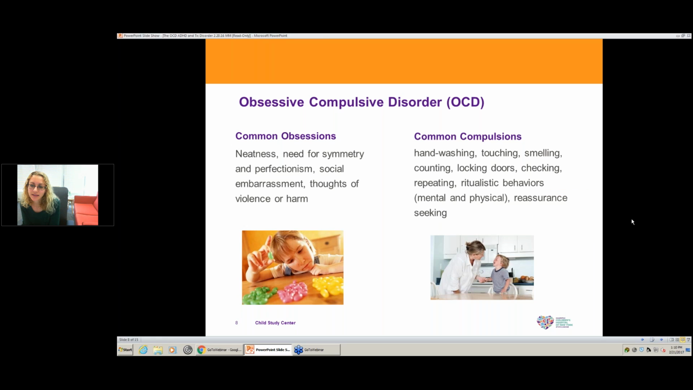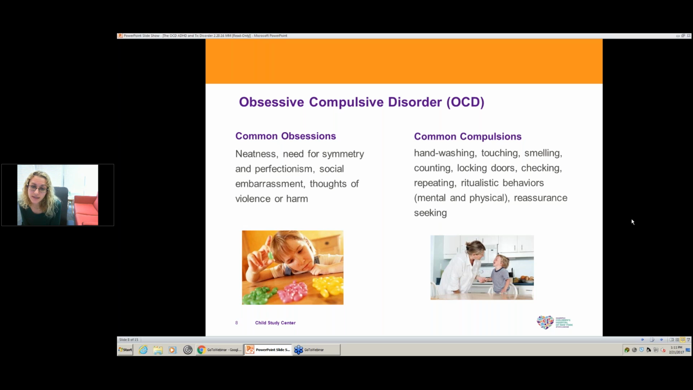OCD, again, in the media, we commonly think of it as someone who has obsessions around things needing to be clean and orderly and compulsions around hand washing. Although that does present, and that is common, that's not the only common one. Many individuals with obsessive-compulsive disorder have a need for things to be just right, things to line up in a particular way. They have perfectionistic tendencies. Unfortunately, many of them have obsessive thoughts that they may say or do something that will cause embarrassment, may cause harm to themselves, or cause harm to others, and they won't be able to control it.